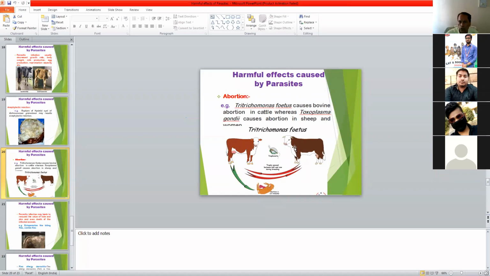Trichomonas fetus is a protozoan parasite commonly found in the reproductive tract of the infected host, commonly found in the vagina and uterus in cows and the preputial cavity in the case of bulls. Another protozoan parasite, Toxoplasma gondii, also causes abortion in sheep, and this is also a zoonotic parasite and causes abortion in some women.